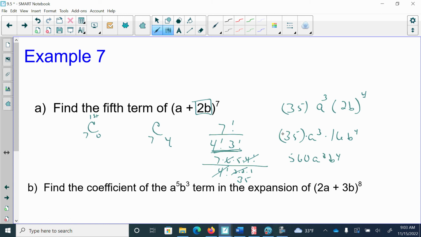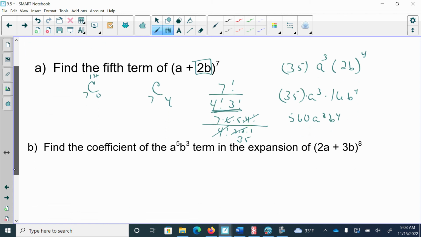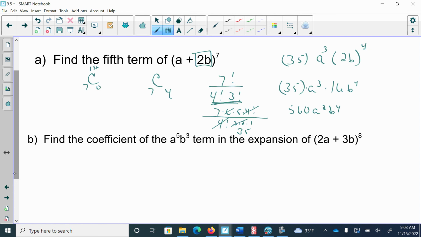Okay, the next one's asking me to find the coefficient of the a to the 5th, b to the 3rd term in the expansion of that. So this one's kind of, I think, easier because they're telling me that the a is to the 5th power, which means that this 2a has to be raised to the 5th power. And the b is raised to the 3rd, so this 3b also has to be raised to the 3rd power. Notice the 5 plus the 3 is equal to 8. Now I have to find that coefficient in front of the whole thing, so I have to figure out my combination. Well, this is 8, and then I need to figure out what my coefficient is.